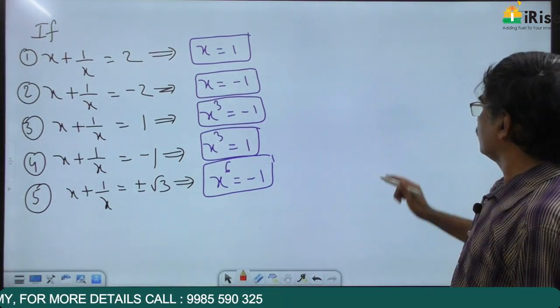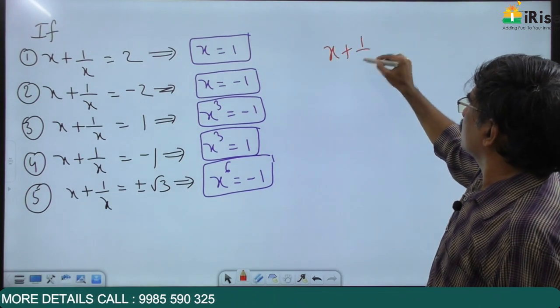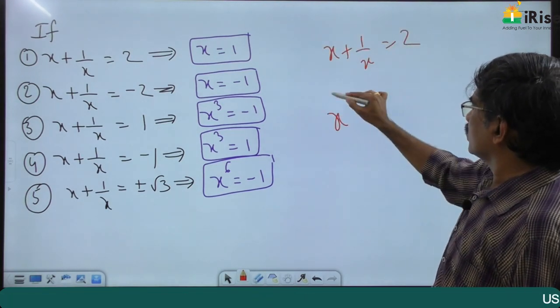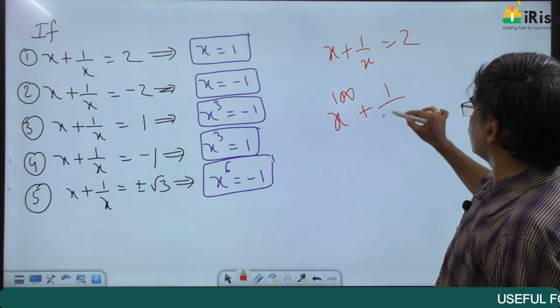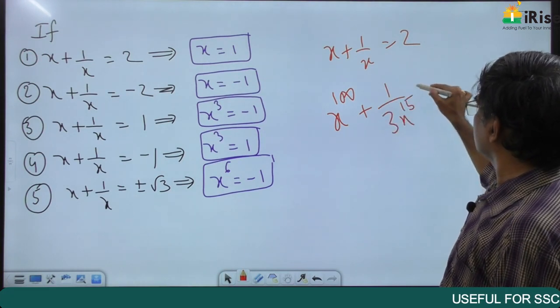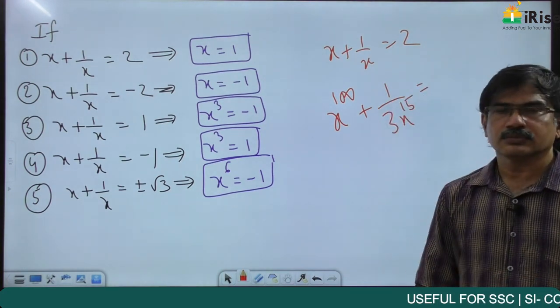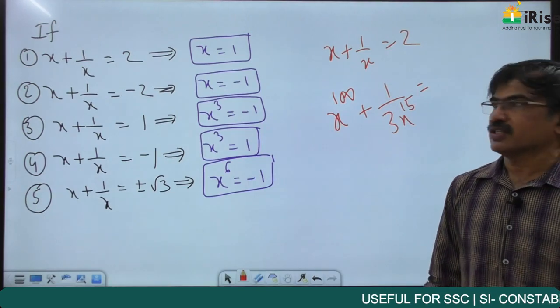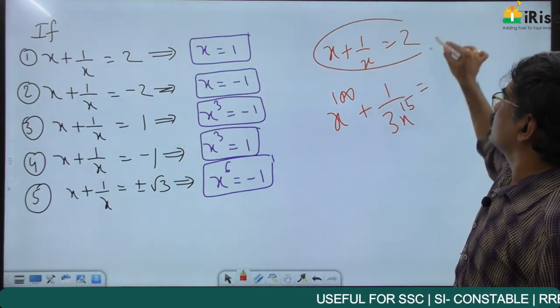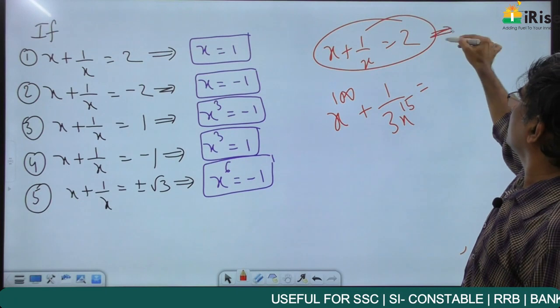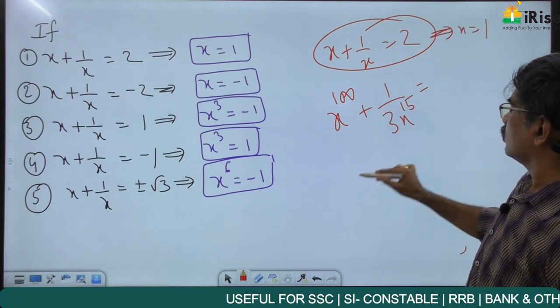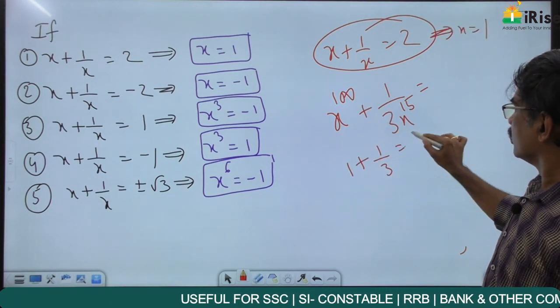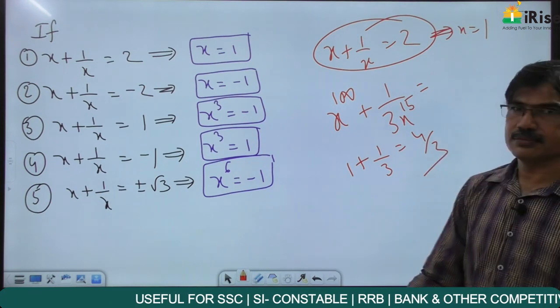For example, if a question is given like this, x plus 1 by x is equal to 2. What is x power 100 plus 1 by 3x power 15 equal to? Very simple. If x plus 1 by x is equal to 2 is given, immediately we say that x is equal to 1. Put x is equal to 1: 1 plus 1 by 3. So the answer is 4 by 3.